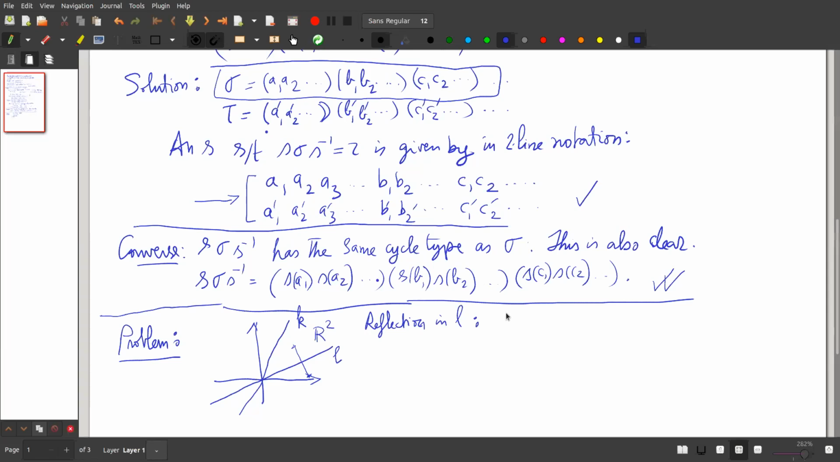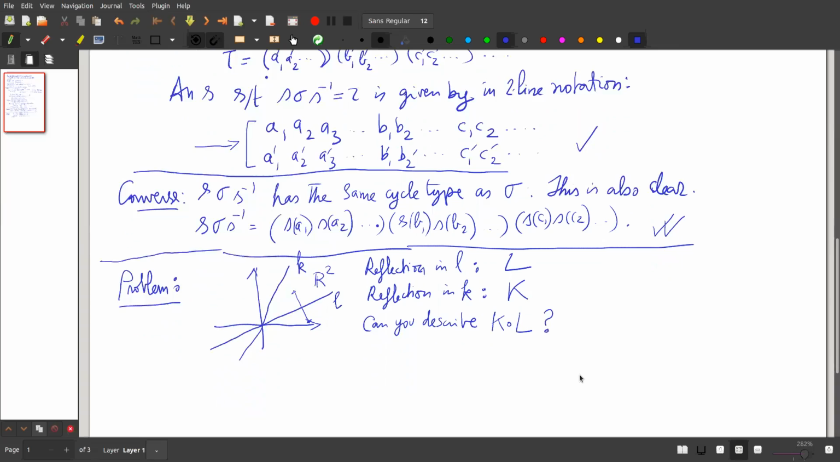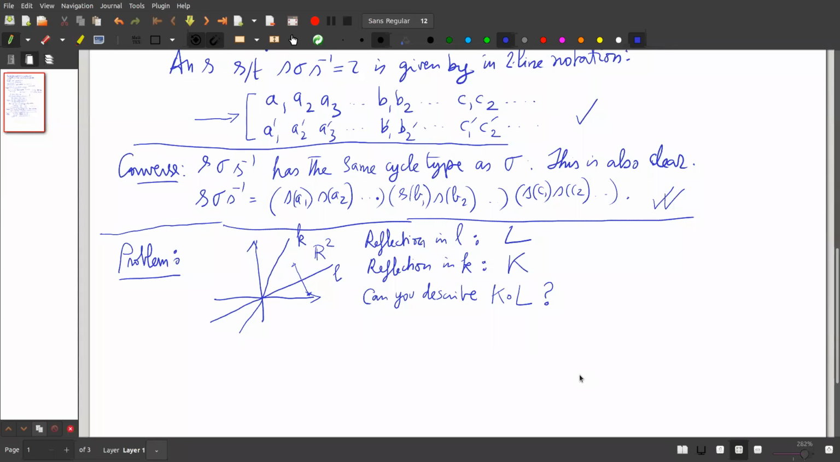So let's call this reflection in L. Let me call it L. I've called it R in the notes in the tutorial sheet. I'll change it to L, because small l and capital L, that's a good correspondence. So reflection in K, let's call it K. Question is, can you describe geometrically K of L, let's say. This is the problem. So let us discuss this problem. I want you to think about it right now and give an answer, and we can discuss.